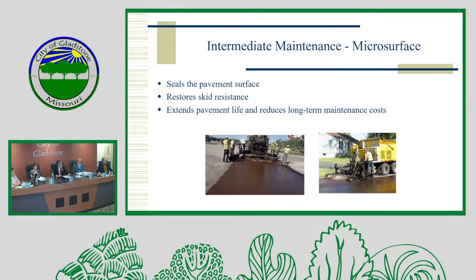Some of our main thoroughfares, like 72nd Street that's gotten real weathered, or a location that I can think of that we did in the past was 68th and Broadway, where you've got that steep hill and you want to restore that skid resistance where there might be a situation where we have accidents. We've microsurfaced that in the past, but that's one of the benefits of intermediate maintenance. And then, of course, it extends pavement life and reduces long-term maintenance costs.